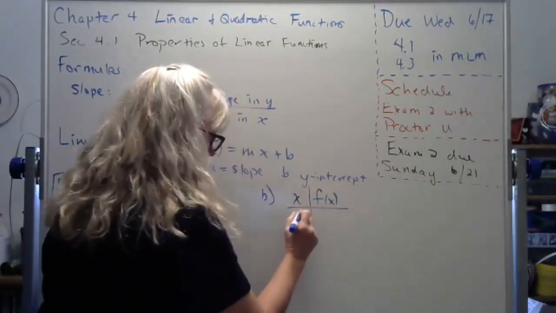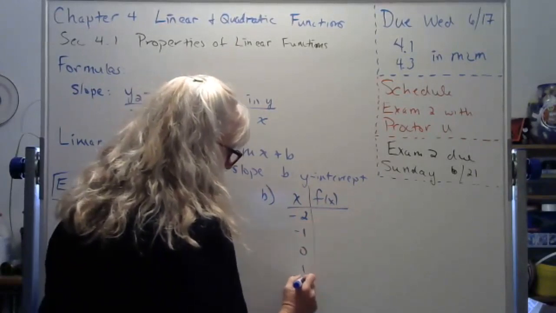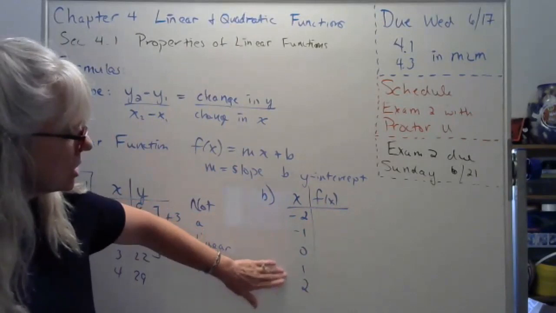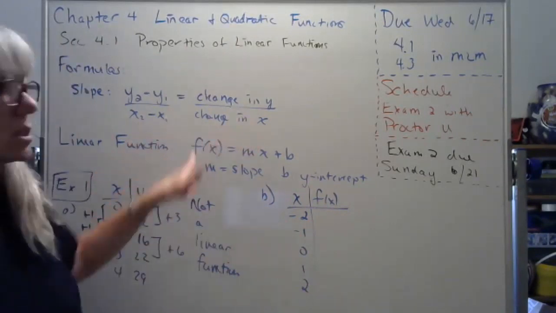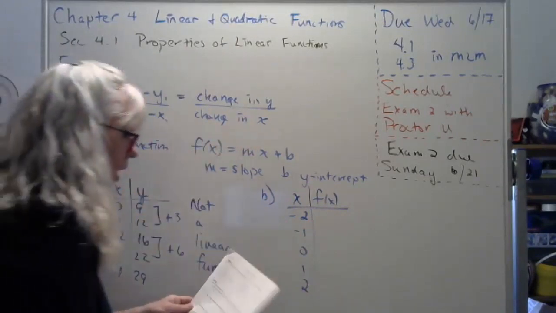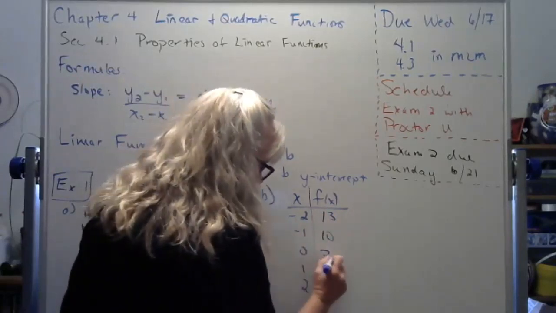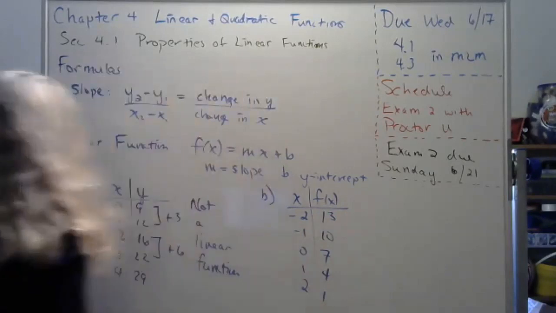This time we have -2, -1, 0, 1, and 2 as our x values. Again, we see that they're increasing by 1 each time, so it's good. The change in x is a constant. But the change in y is 13, 10, 7, 4, and 1.